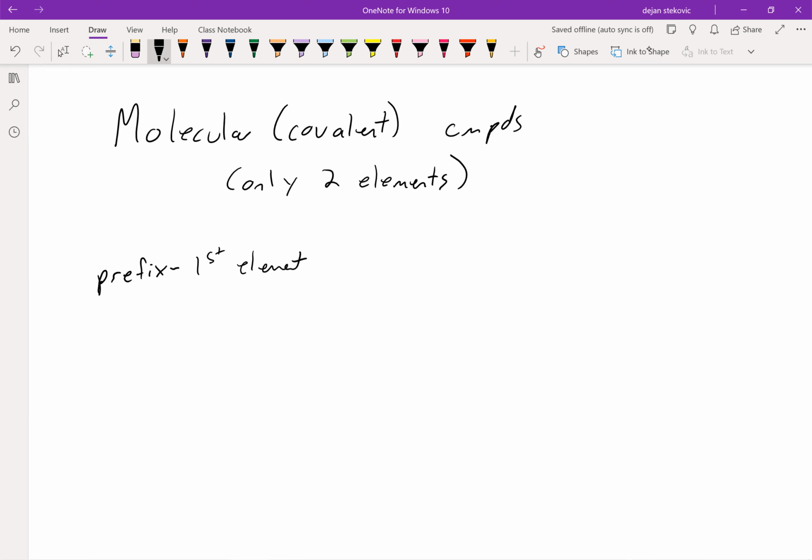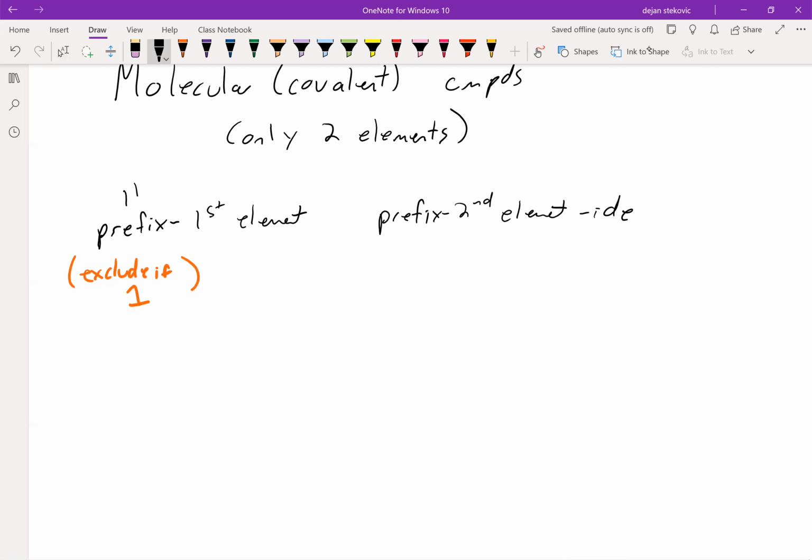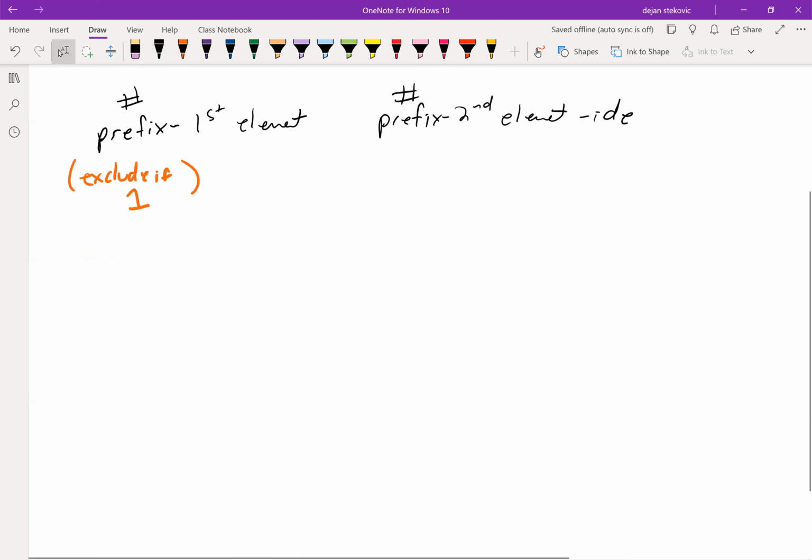which is going to be your less electronegative element. However, we ignore this prefix if it's 1. And then it's the prefix again, this time for the second element. And then we end with the ending of "-ide", right? And so your prefix here is just a number to represent how many of that atom there is.